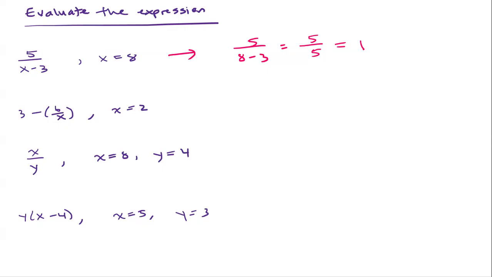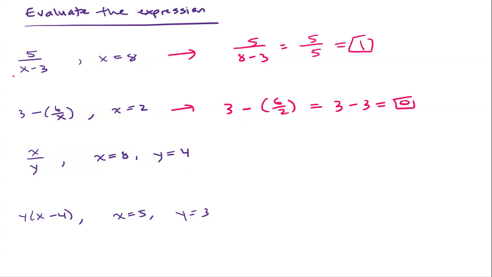All right, so for the next one we have, it tells us x is equal to 2, so we're going to plug that in, right? So that's going to be 3 minus, and then 6 divided by 2, right? So we do what's inside the parentheses first. So 6 divided by 2 is going to give us 3. So 3 minus 3 will give us 0. So the answer for the second one is 0.